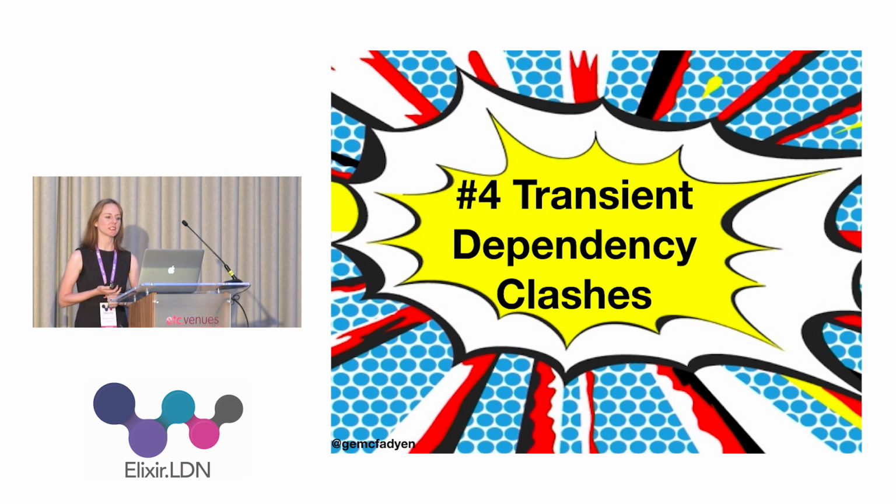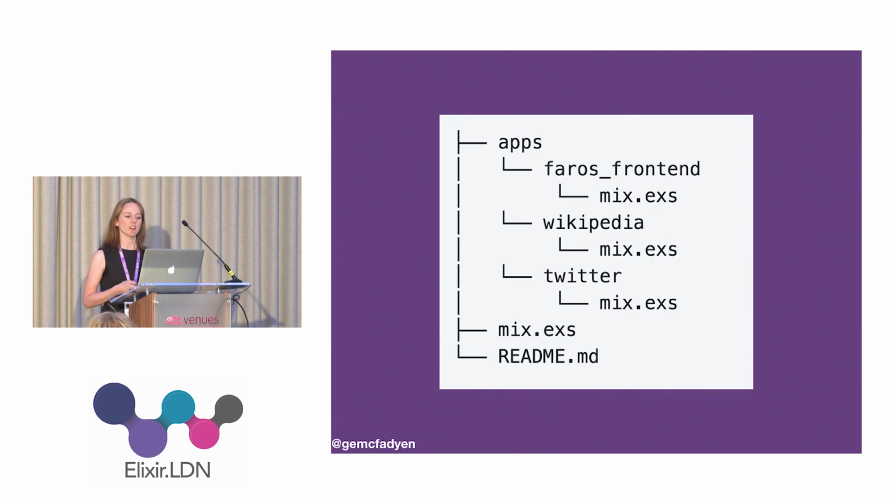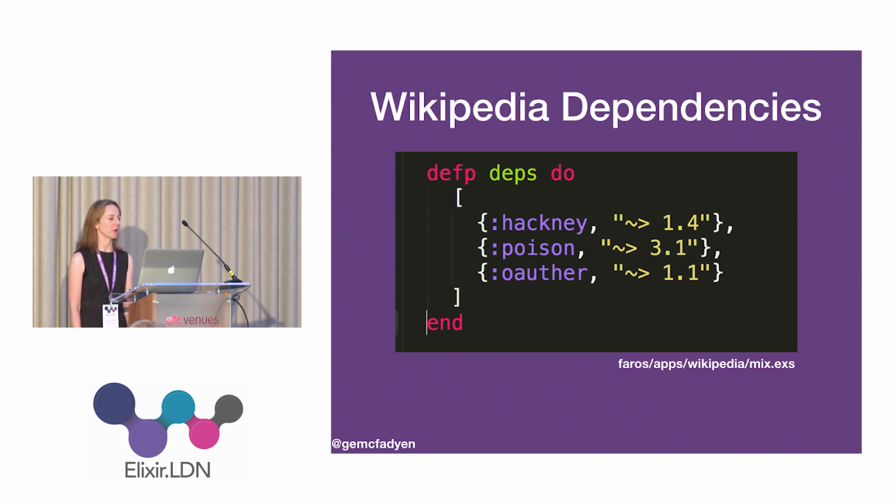Another thing we had to battle was transient dependency clashes. Under our umbrella, we have a mix file per sub-application where you can define the dependencies that each project needs. I was using JSON to parse my responses from the Wikipedia API call, so I wanted to use Poison. And of course, I wanted to use the latest version of Poison, 3.1.